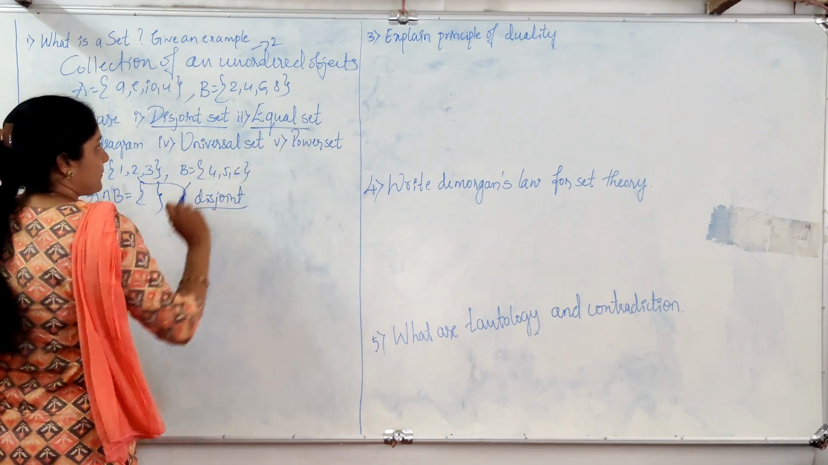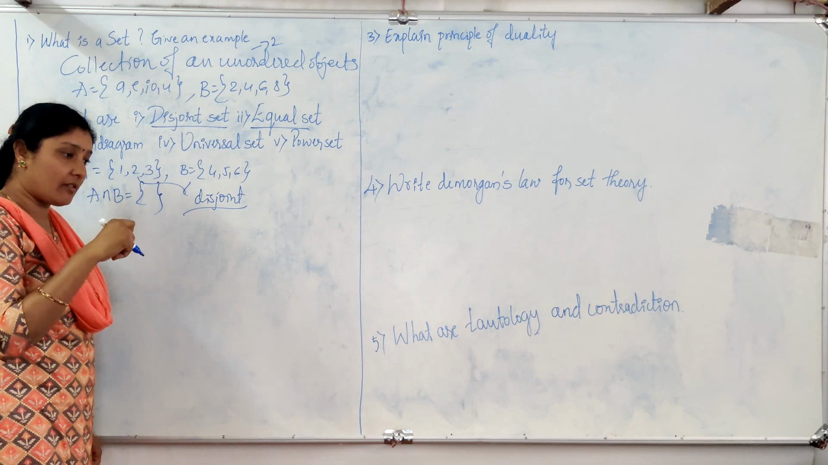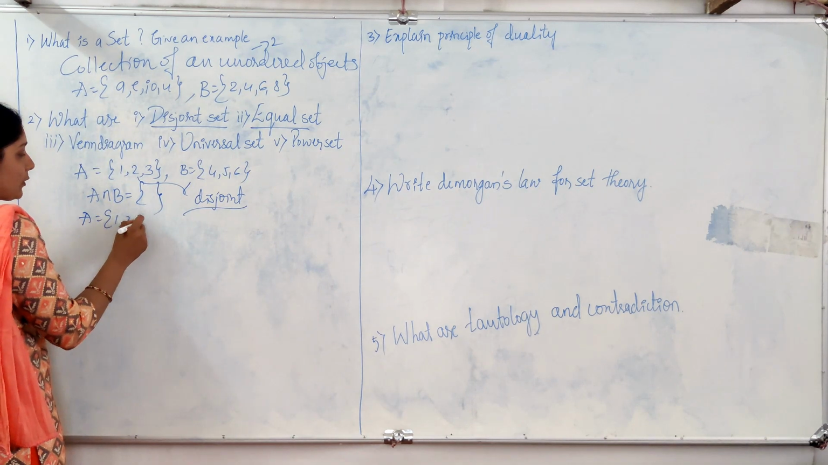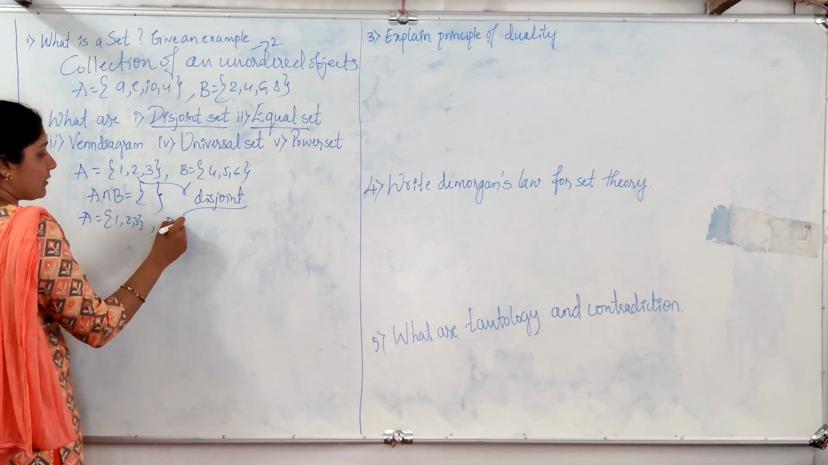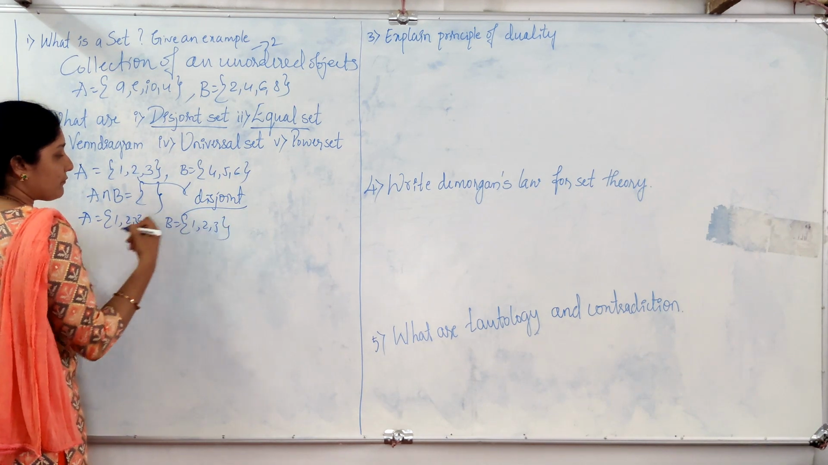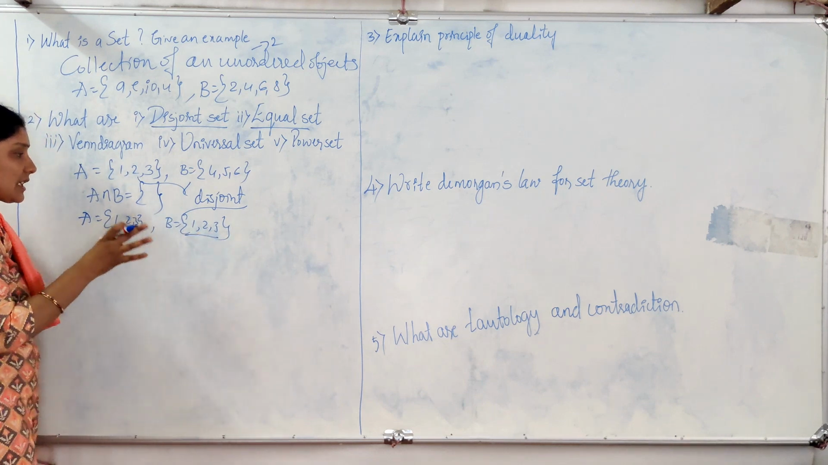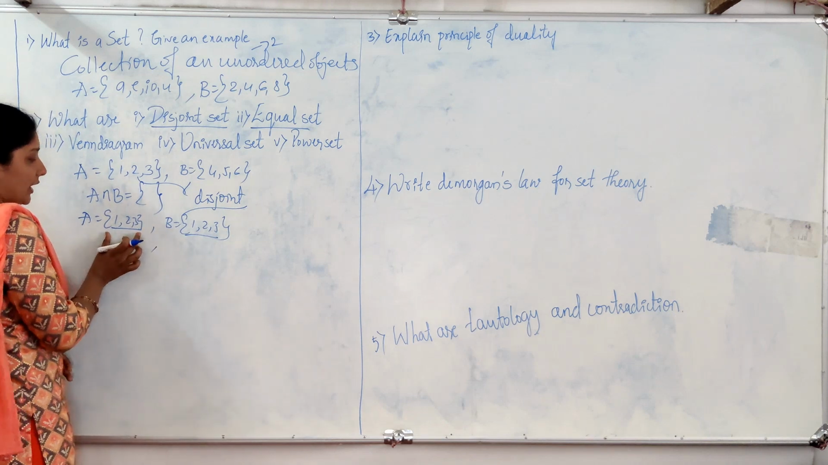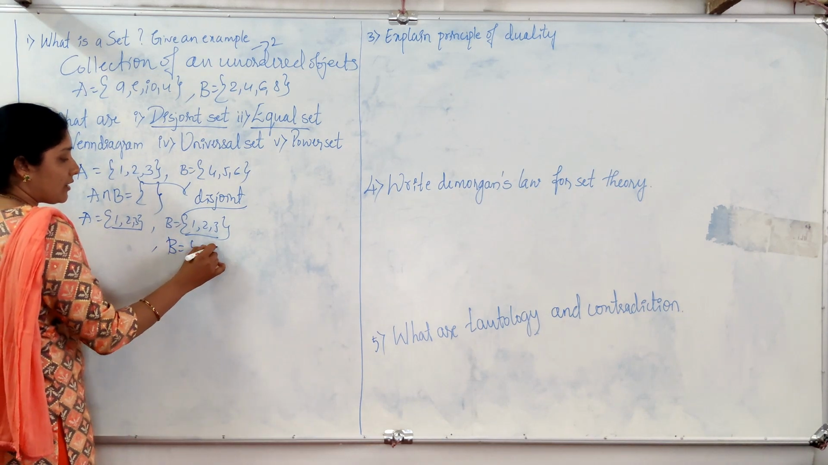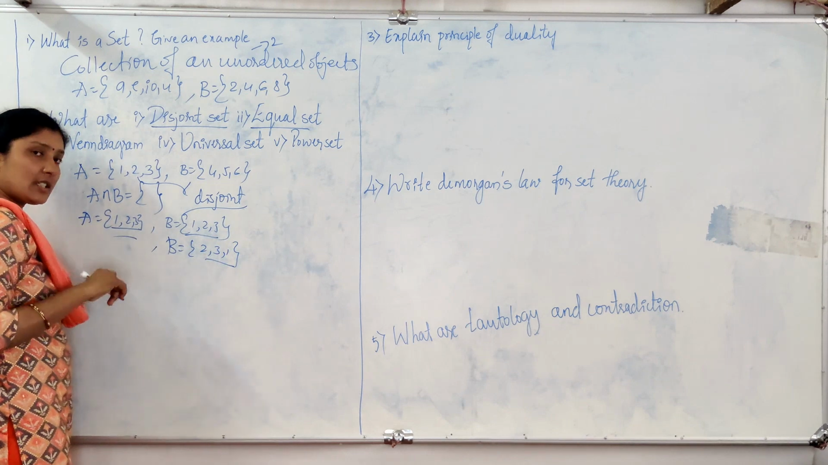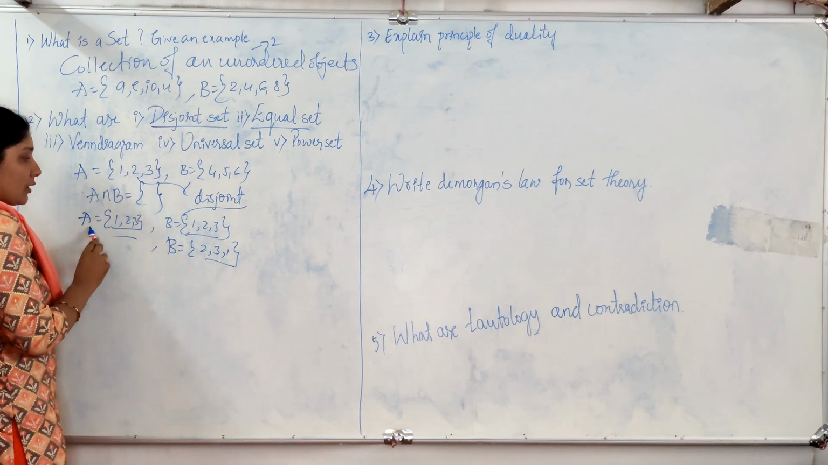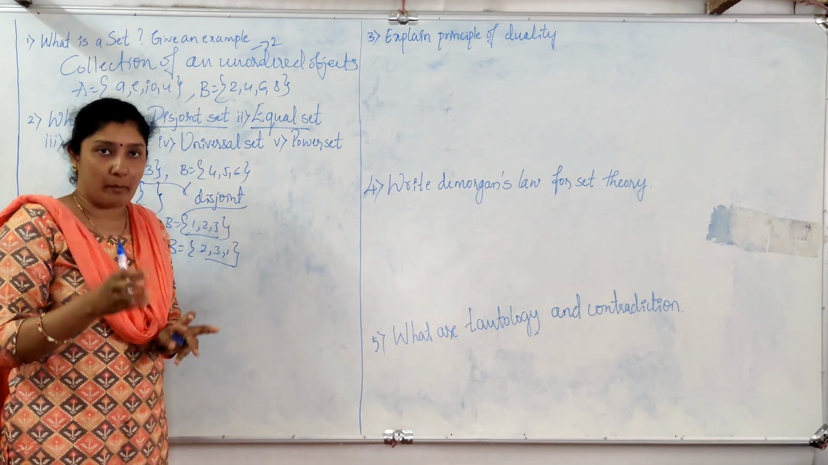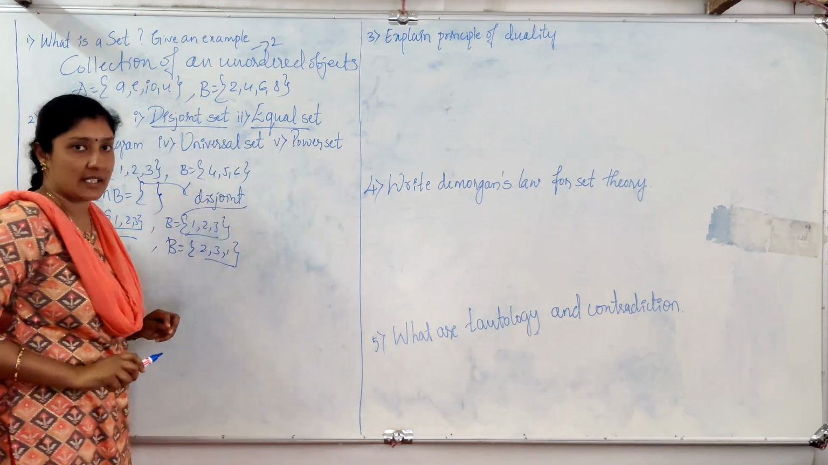Next, equal set. Equal set, as the name indicates, when we have 2 sets. Okay. For example, A is {1, 2, 3} and B is {1, 2, 3}. So here both the sets are having the same elements, exactly the same elements. It may be like this also: A is {1, 2, 3} and B is {2, 3, 1}. This is also called an equal set. So 2 sets are said to be equal sets when they have the same elements. That is about equal set.